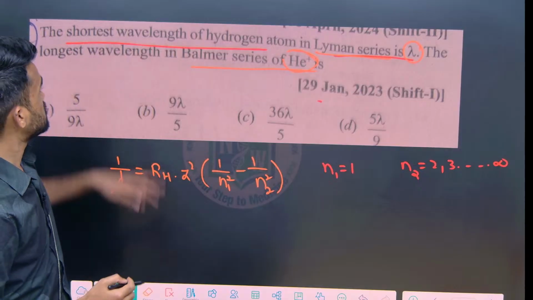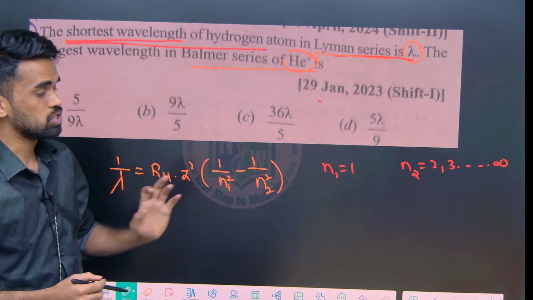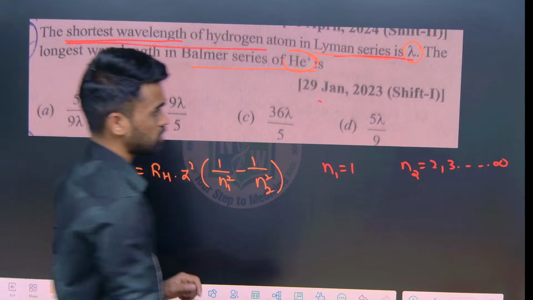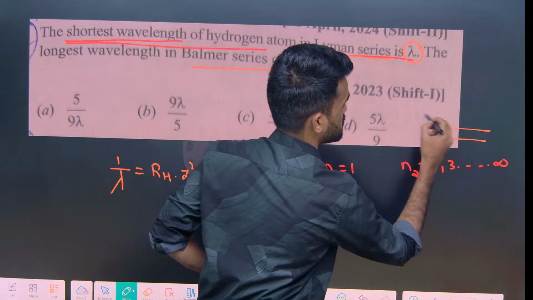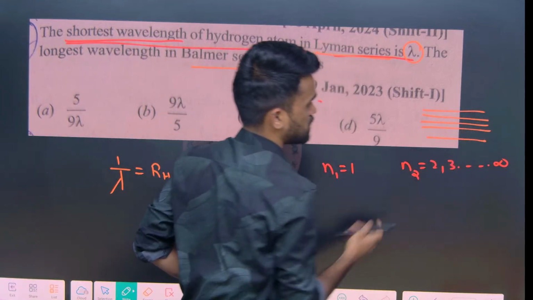Okay, now they are saying the shortest wavelength. Shortest wavelength means, see, if these are the energy levels, if I say these are some energy levels.